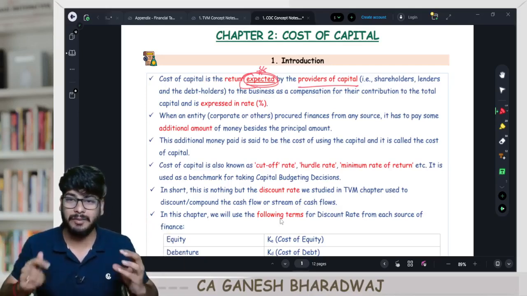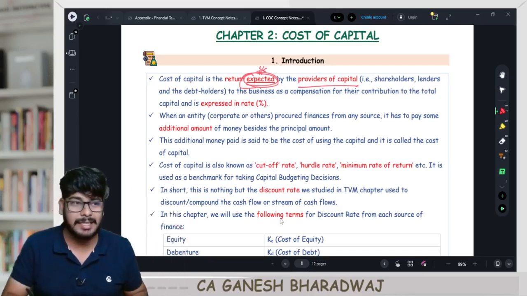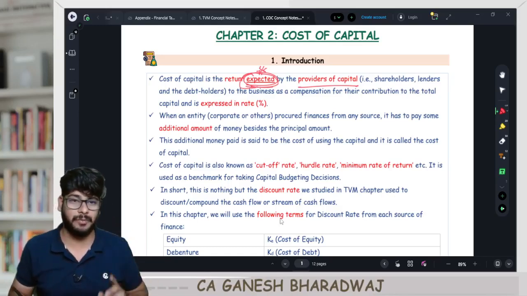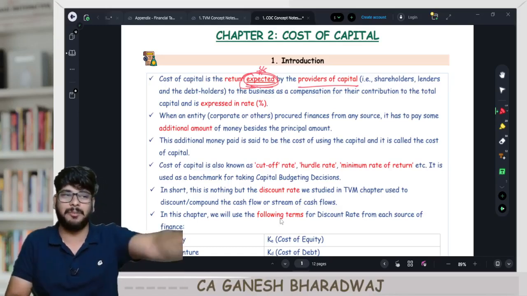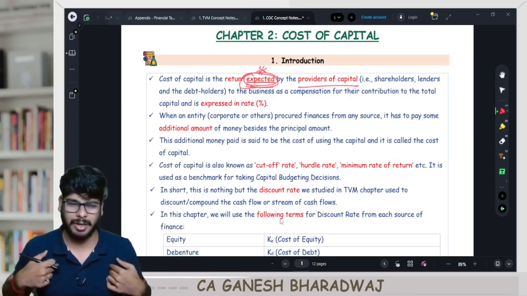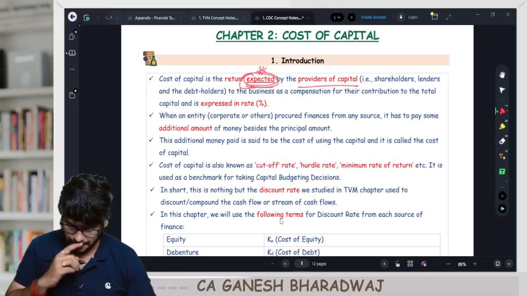So we don't deal with the actual figures. We generally deal with the expected figures. And that is the reason why they have used the word return expected by the providers of finance. And remember, return from the perspective of the investor is cost from the viewpoint of the company. Are you clear? This is a general rule subject to a few exceptions. Clear with this, guys? Right.